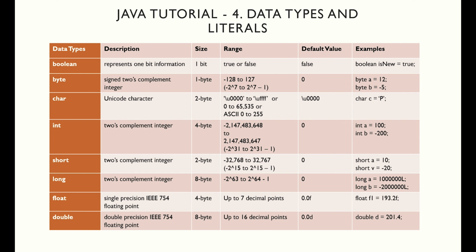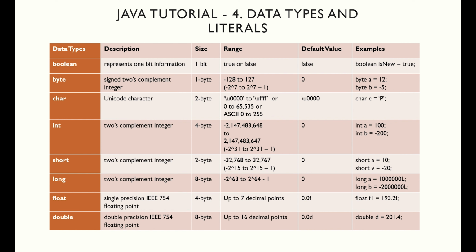Double. The double data type is a double precision 64-bit or 8-byte IEEE 754 floating point. Ranges up to 16 decimal digits. It is the default data type for decimal values. Default value is 0.0d. The notation in which we represent a fixed value is called literals in Java.